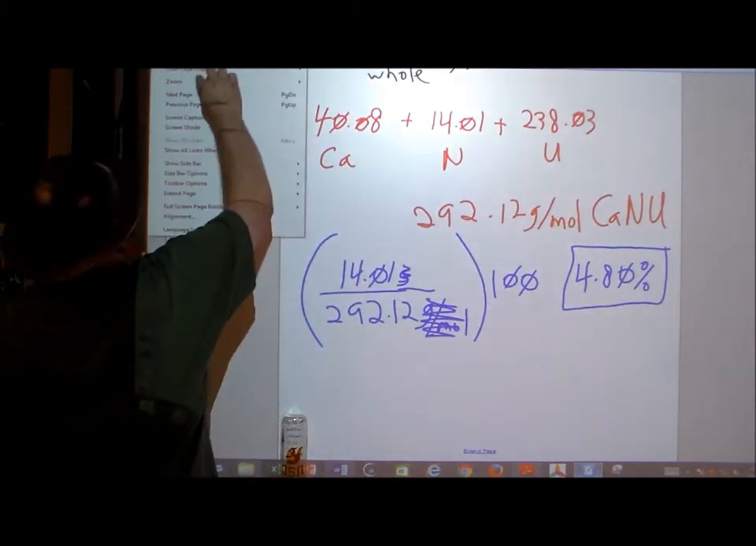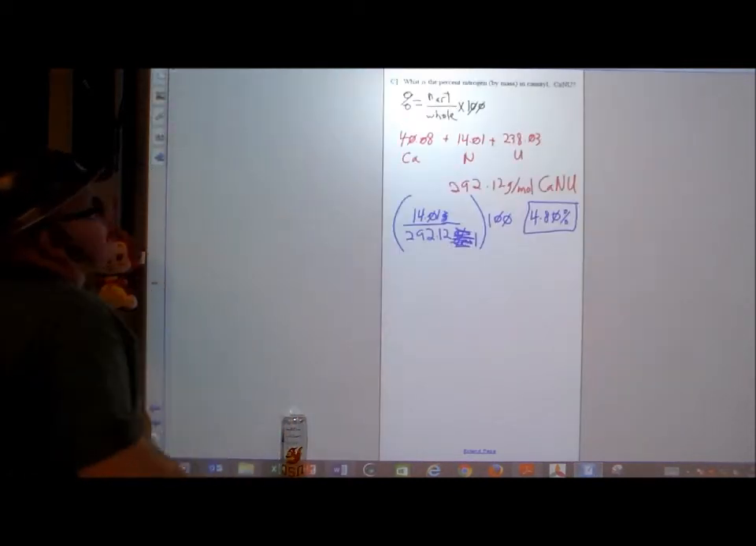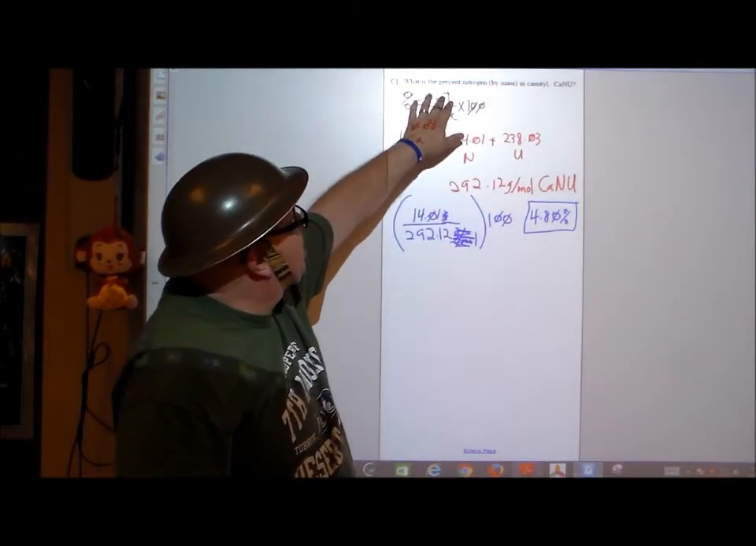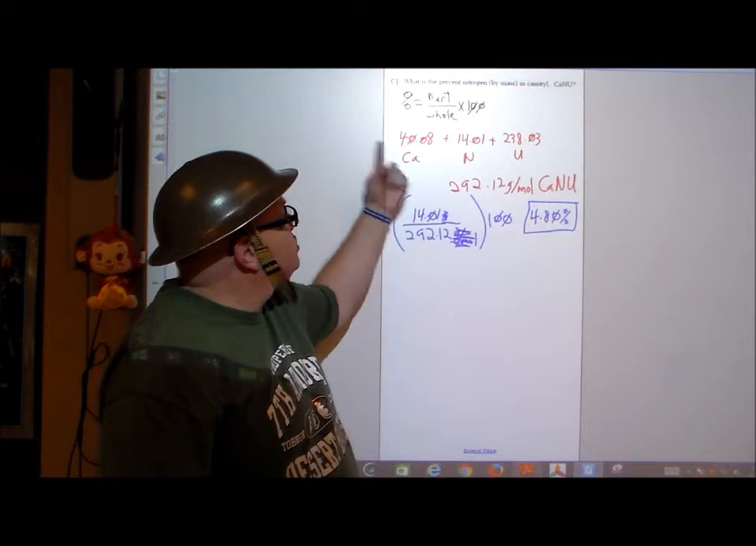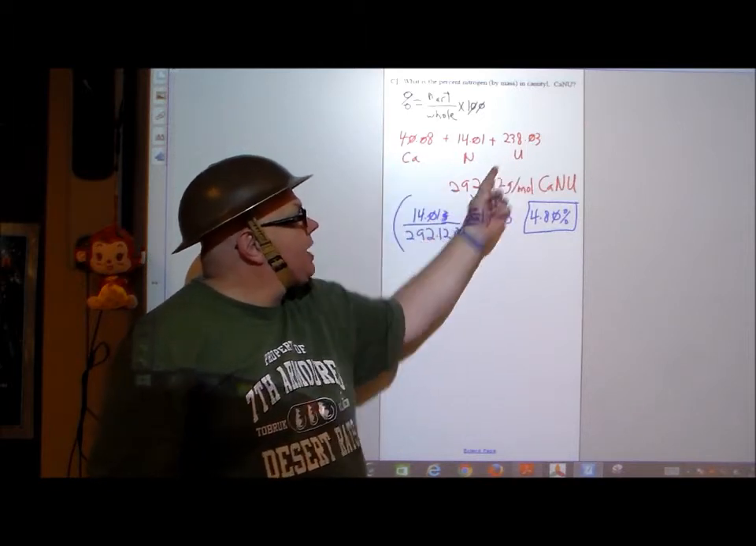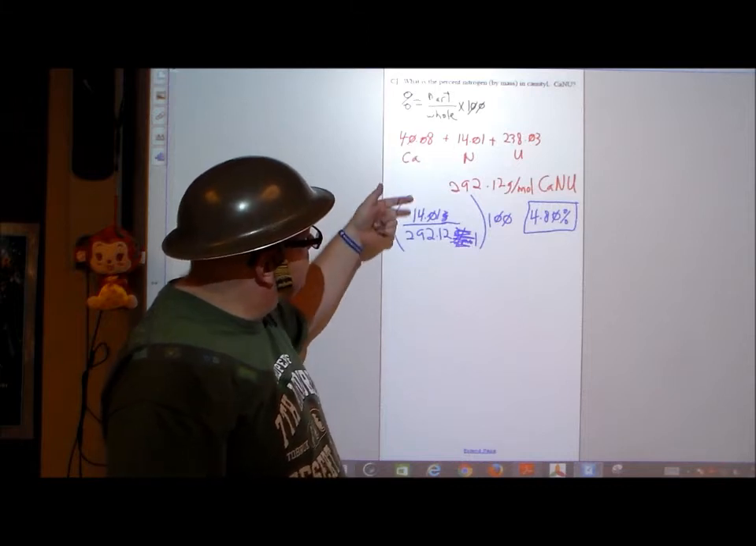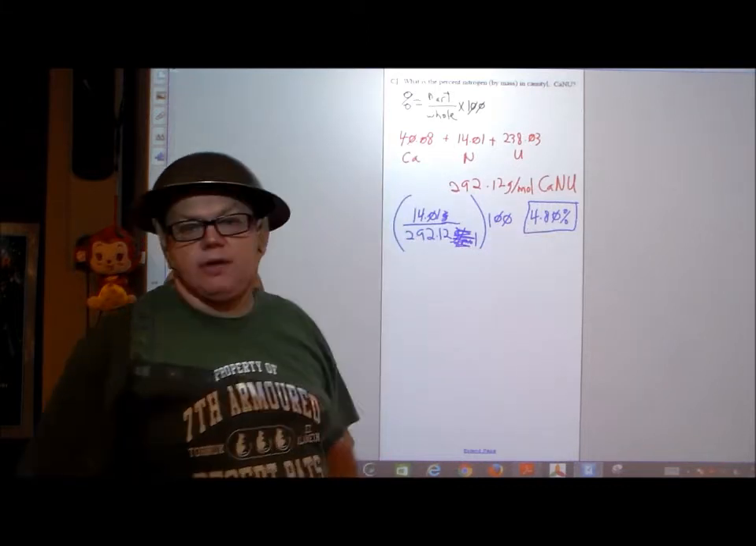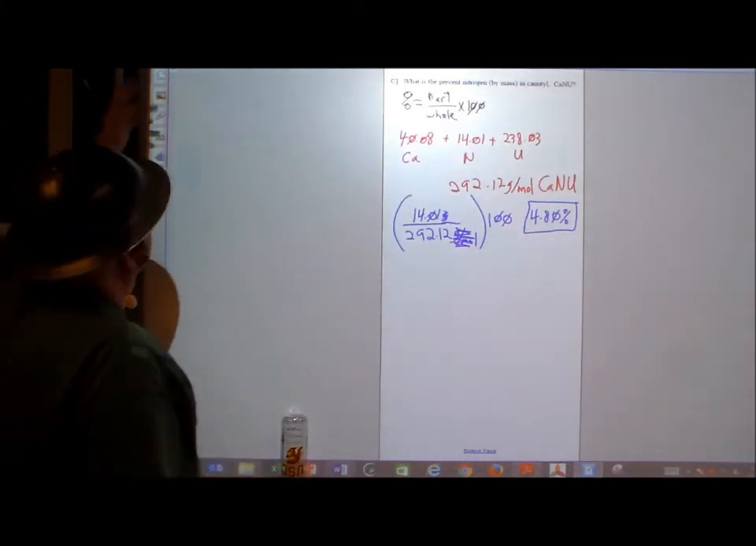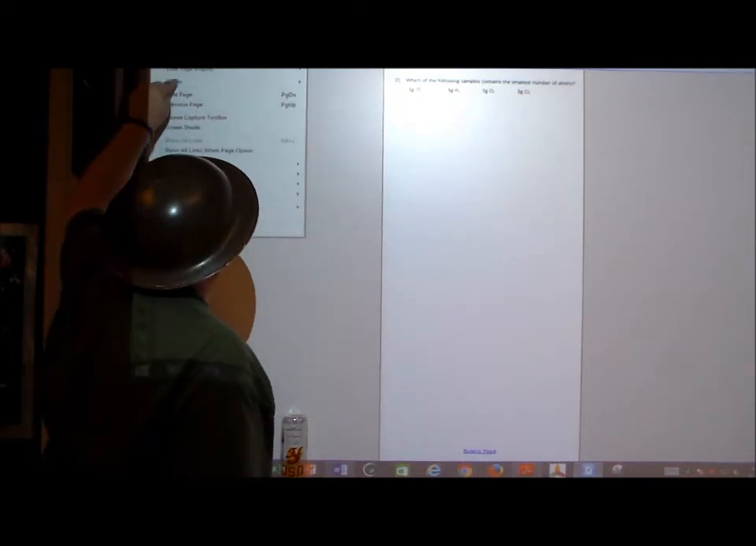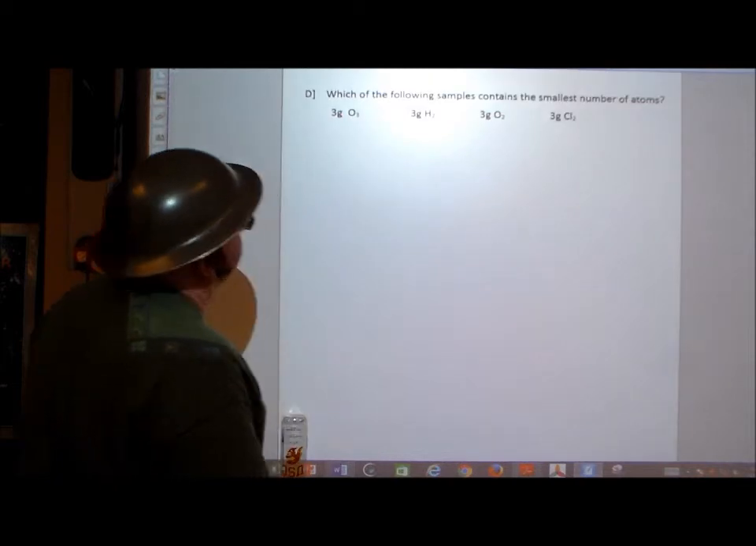Okay, let's go back. We'll review again. So we look, percent of nitrogen by mass in Canutil, part over whole times 100. So we figured out what our whole is. We added those up. So this is what we got. And then we took our part, our nitrogen, divided by the whole times 100, and we get 4.8%. So we'll go with it. With that, we're going to move on here.